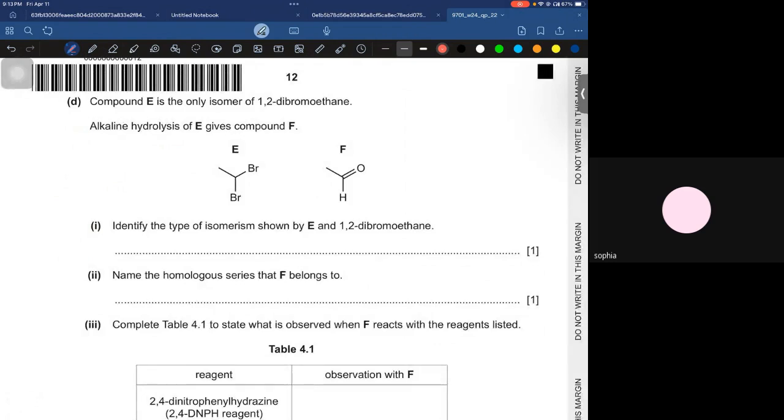Compound E is the only isomer of 1,2-dibromoethane. Alkaline hydrolysis of E gives compound F. F is the aldehyde. Identify the type of isomerism shown by E and 1,2-dibromoethane. So 1,2-dibromoethane is this.